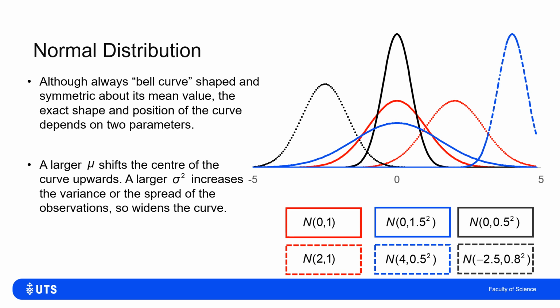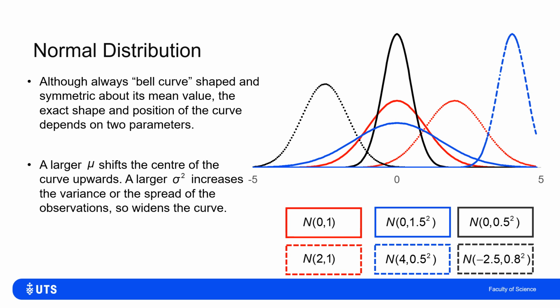Whereas if I compare, for example, the solid red curve to the solid black curve, it has the same expectation. They both have expectation 0, based on mu being 0. But the variance of the solid black one is much smaller than of the solid red one. So that means all of the observations will be much more likely to be tightly packed around that mean. So the curve is taller and narrower.